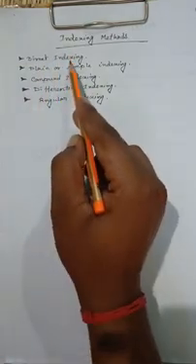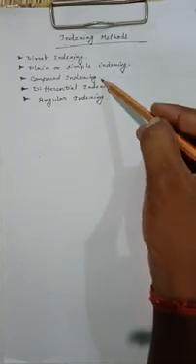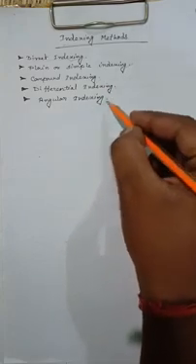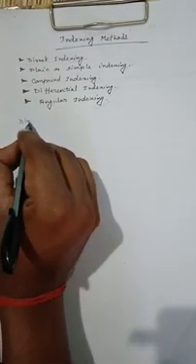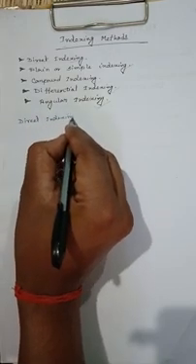The following methods of indexing are commonly used. Number 1, direct indexing. Number 2, plain or simple indexing. Number 3, compound indexing. Number 4, differential indexing, and last is angular indexing. First, we will discuss direct indexing. It is the simplest case of indexing.